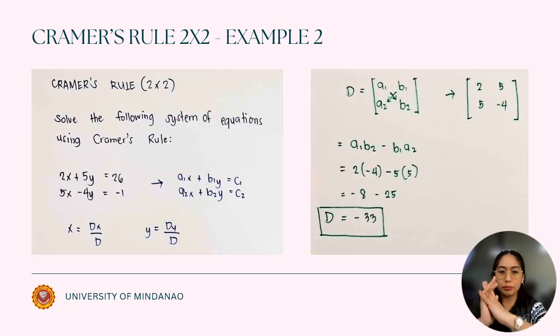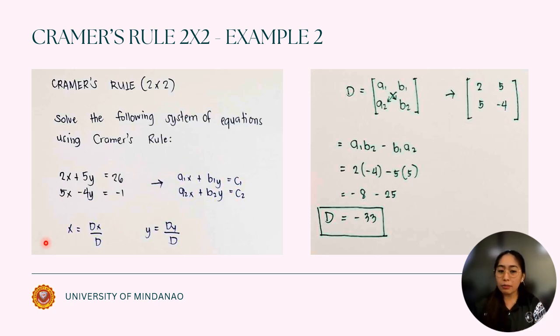So another example here, still in a 2 by 2 Cramer's rule, so 2 by 2 matrix variables. Solve the following system of equations using Cramer's rule. The equations are 2x plus 5y is equal to 6 and 5x minus 4y is equal to -1. So this is the solution for this.